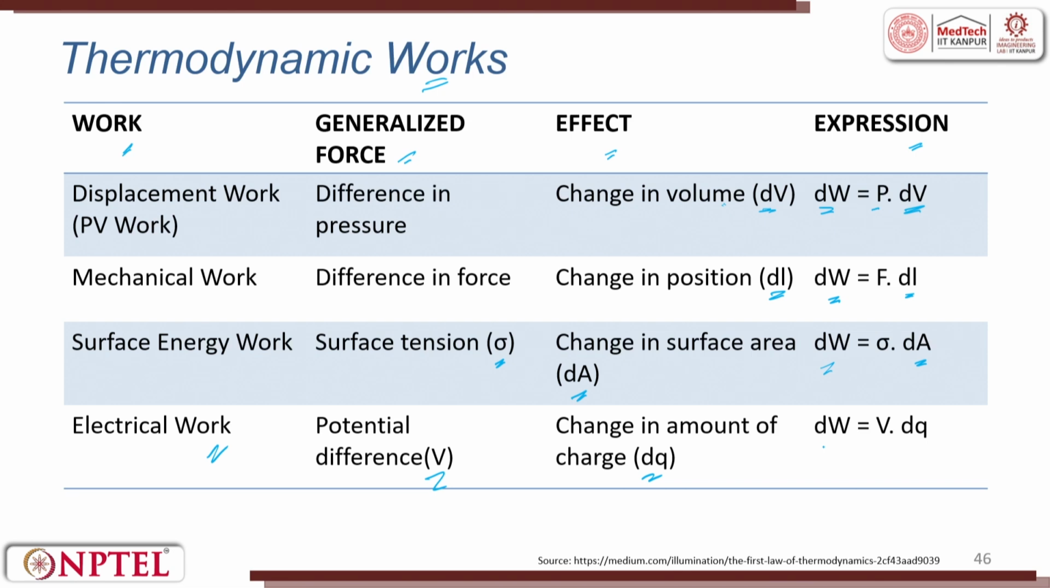So dW is equal to the potential difference. Potential difference is nothing but voltage V2 minus V1, higher voltage minus lower voltage, that is delta V. So that is V into dQ. If you look at it, these are the expressions and the work done which we have discussed till now.